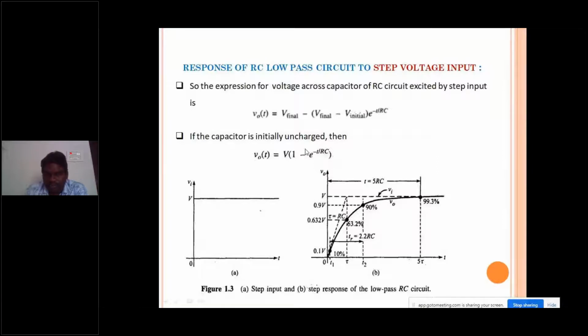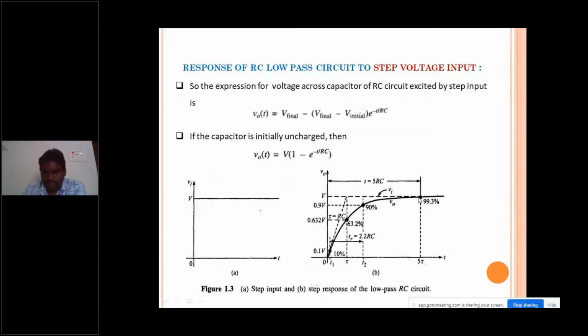Now, if I draw the graphical representation for this equation by taking different t values, I'll get a wave shape like this. This is the step input that I applied, and this is the output response of that circuit to a step input. You can simply state that if I apply a step input to a low pass circuit, then the output shape is an exponential curve.